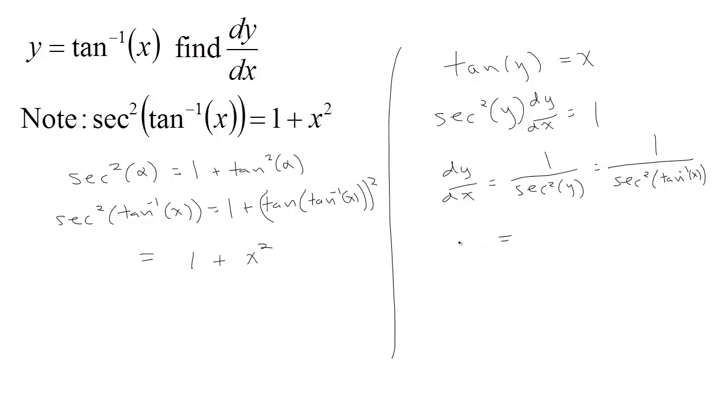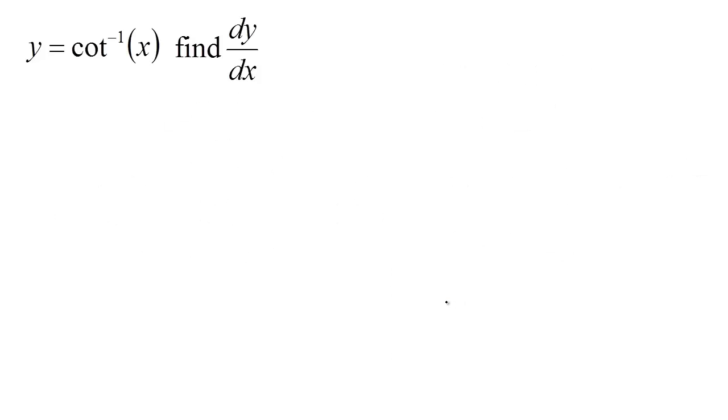And we just showed by that Pythagorean identity, secant squared is 1 plus tangent squared, that the secant squared of the arctangent of x is 1 plus x squared. So now we know the derivative of the arctan. Works almost exactly the same way for the cotangent.